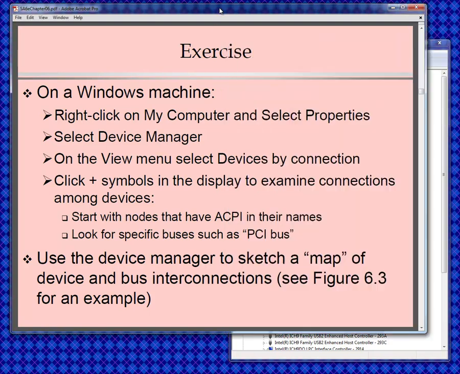All right. That concludes this video. At this point you should have a pretty good idea of what a bus is all about, issues like parallel versus serial, bus standards, bus protocols, and the role that multiple buses can play in improving the performance of the system overall.